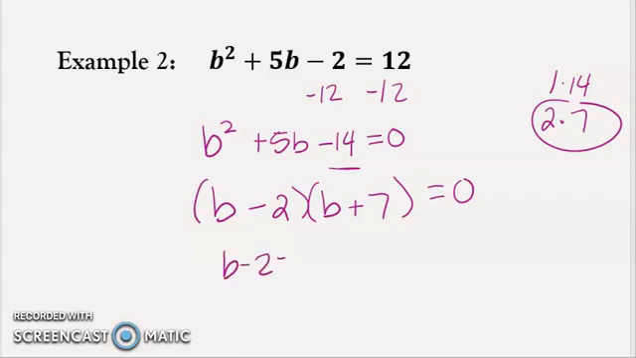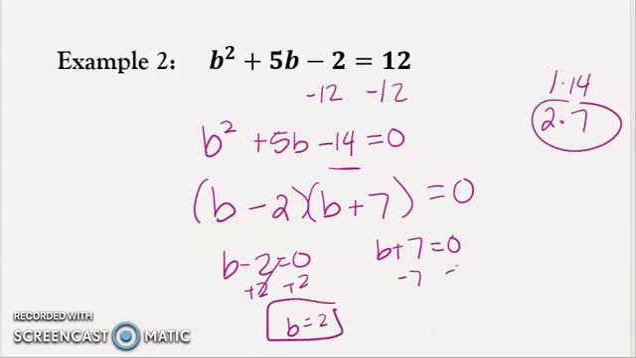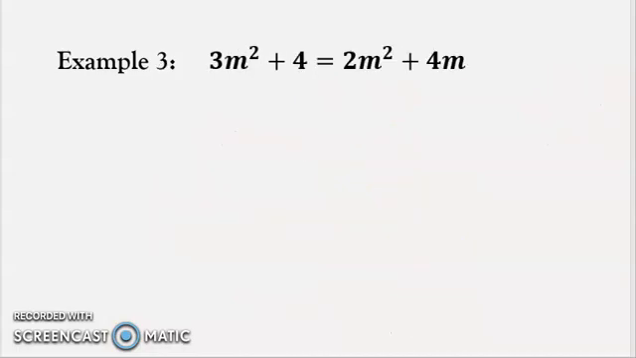B minus 2 equals 0. B plus 7 equals 0. If I were to solve this, I would add 2. So B equals positive 2. If I would solve this, I would subtract 7. And 0 minus 7 is negative 7. So again, this step right here is the challenging part, the factoring one. Let's do one more and I'll let you be on this. Okay?